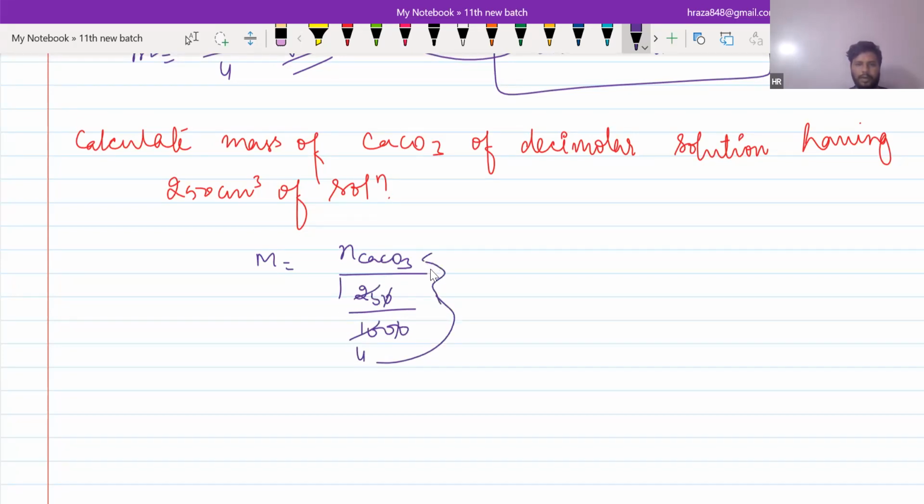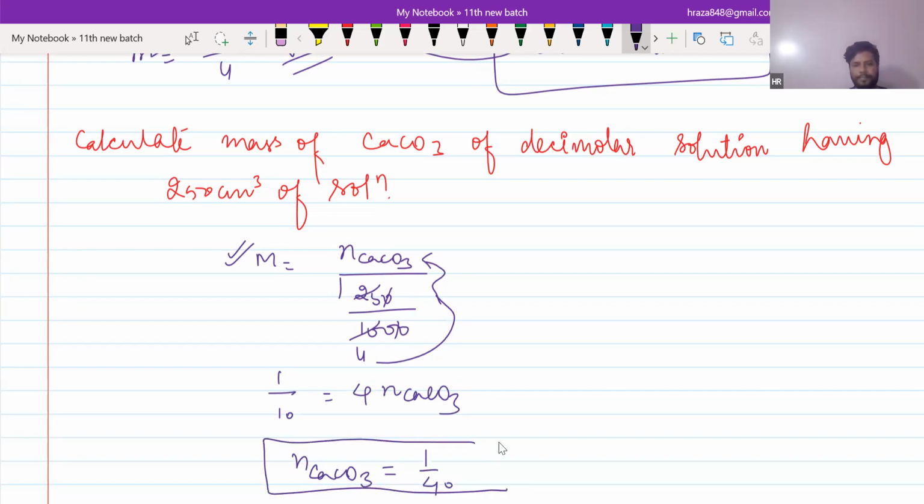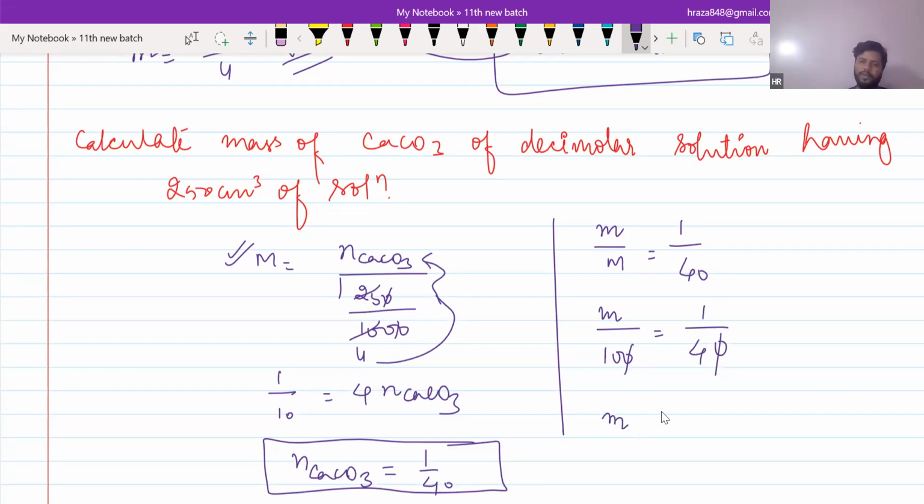It will multiply in this, and what is the molarity? 1 by 10 will be equal to 1 by 4 into number of moles of CaCO3. Again, number of moles of CaCO3, you will get it by 1 by 40, right? Now, number of moles is given mass upon molar mass, that is equal to 1 by 40. Given mass is, you need to calculate molar mass of CaCO3, 100, will be equal to 1 by 40. Now 0 will be cancelled by 0 and mass will be equal to 10 by 4, that means 2.5. Very good.